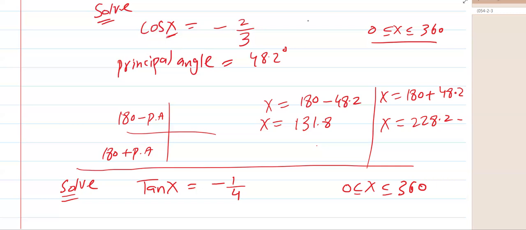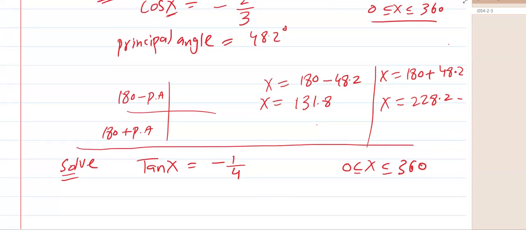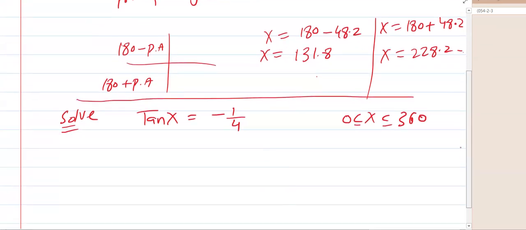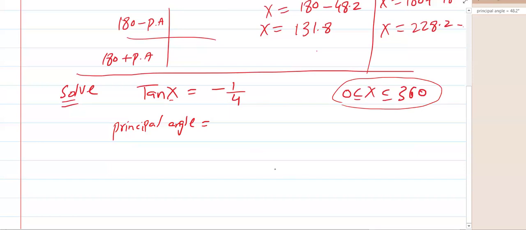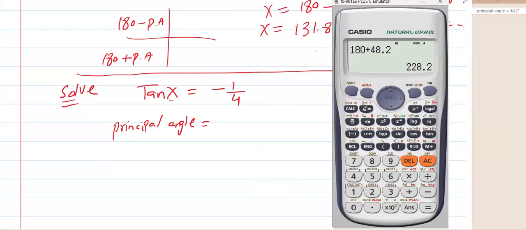Yes, may I know the progress? Let's see, everybody, please. If you have to solve, what will you do? First thing is take the principal angle, because you know you have to take from 0 to 360. It means you need more than one value. So first thing, take the principal angle. Okay, let's take the principal angle. It will be tangent inverse of 1 over 4. Ignore the negative sign while you take the principal angle.